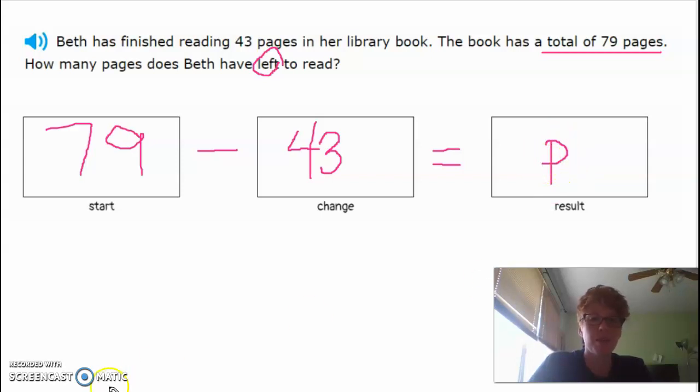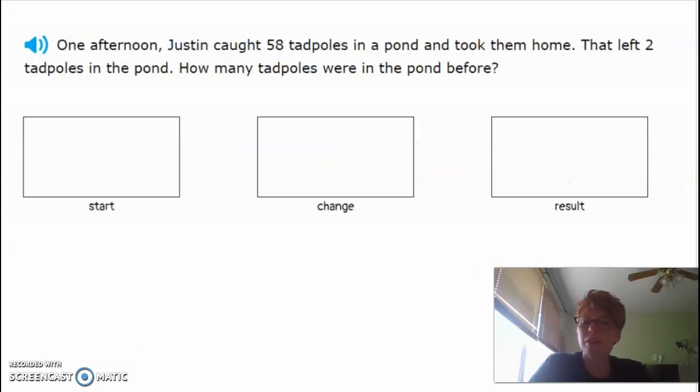Let's do another word problem. This word problem is a little different. I want you to find the difference as I read it. One afternoon, Justin caught 58 tadpoles in a pond and took them home. That left 2 tadpoles in the pond. How many tadpoles were in the pond before?